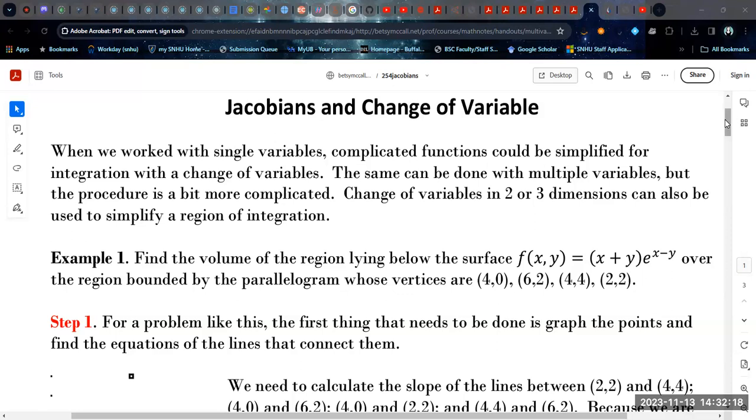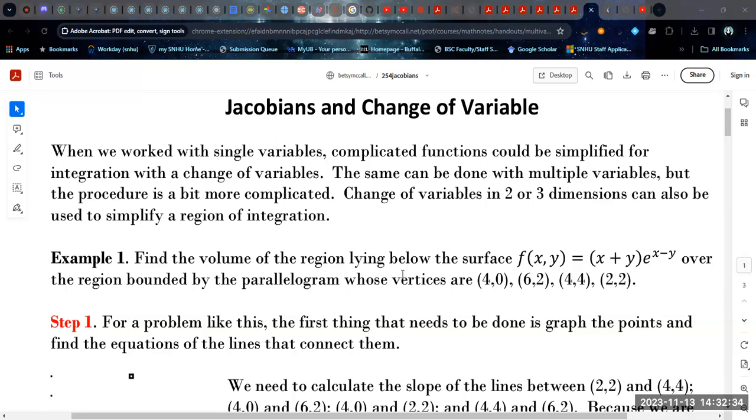Now, in some cases, they're going to give you the change of variable. They're going to give you the boundary equations in a more compact way. And so some of these initial steps will not be necessary because that information is already available. But let's look at our example.